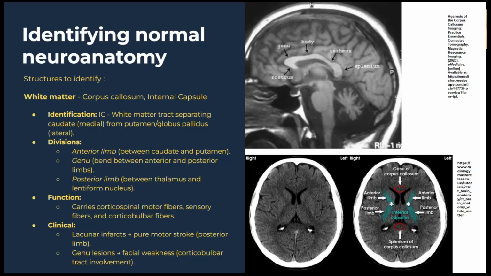And then it's important because in conditions like a lacunar infarct, you can get pure motor strokes if it's just in the posterior limb, and if it's in the genu, you get facial weakness with corticobulbar tract involvement. So just being aware of the different fibers that are in the different parts can be important.